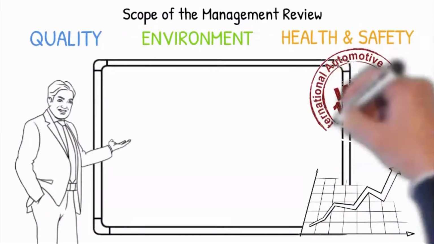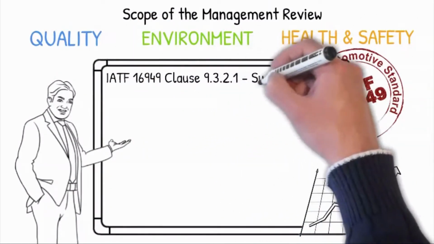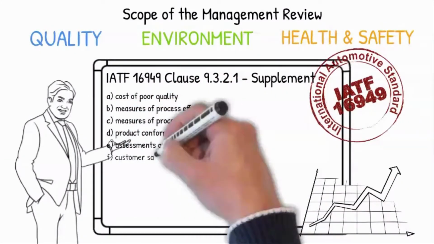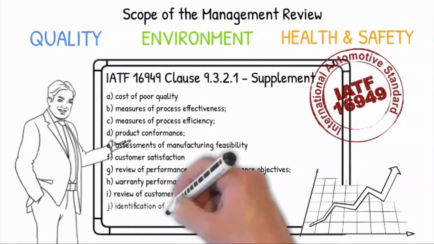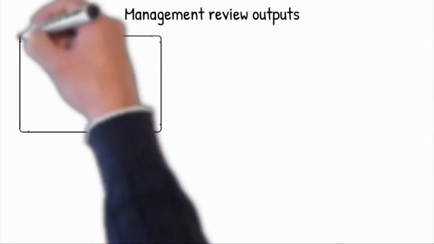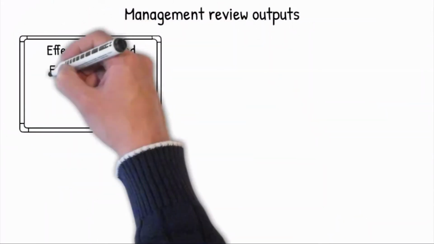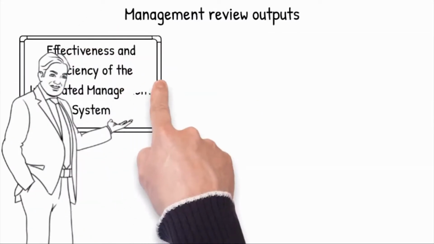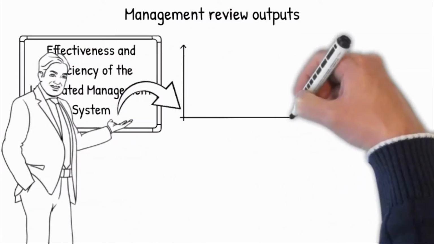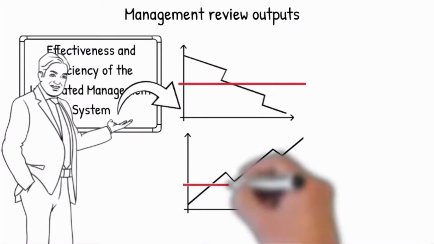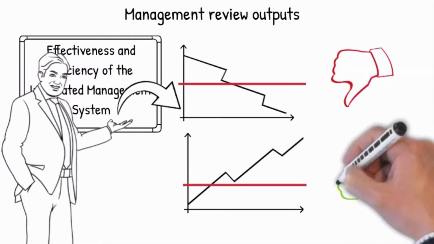The IATF 16949 has a supplement clause 9.3.2.1 with additional 11 topics to review related to the automotive-specific requirements. In a typical organization, the outputs of a management review is to review the achievement results against the strategic objectives of a company as a business activity, irrespective of whether an organization is ISO 9001, 45001 or 14001 certified.